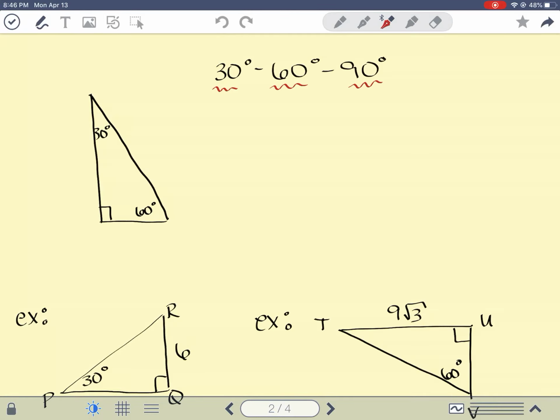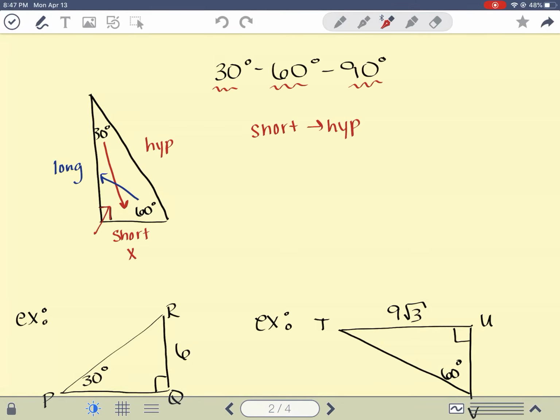This one is your 30, 60, 90. This one is a little more complicated. We have our hypotenuse, of course, across from the right angle. The 30-degree angle, and what is across from it, tells us that we have our short leg here, and that's going to be really important. Across from the 60 is your long leg. This is very, very important. So our short leg is going to be x.